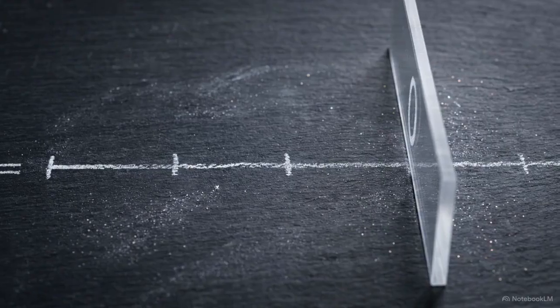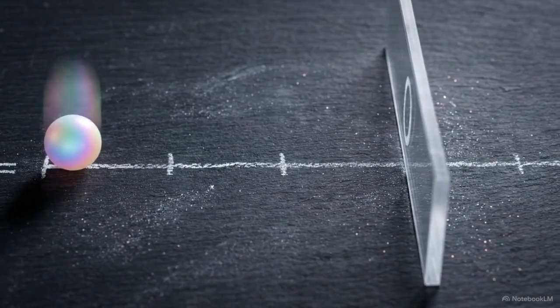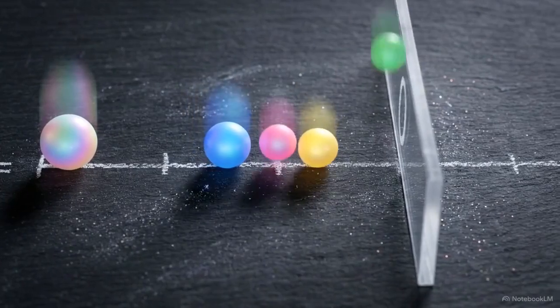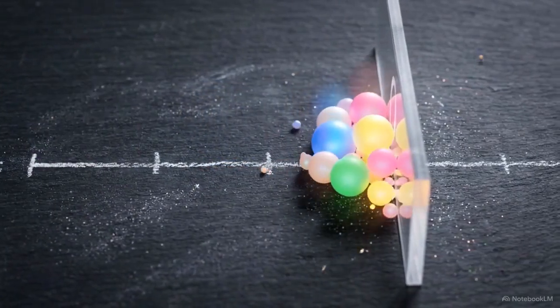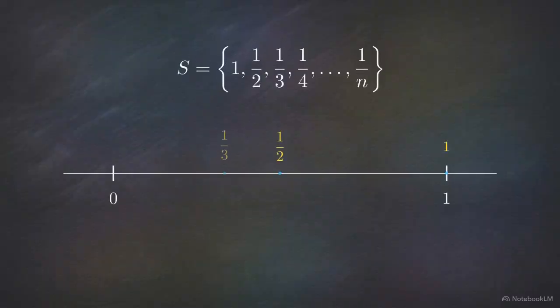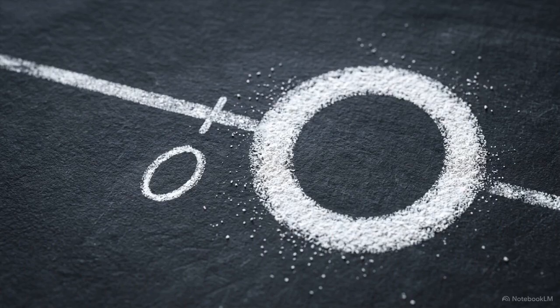As the denominator n increases, the resulting fractional values 1, 1/2, 1/3, and beyond move progressively closer and closer together in space. On the number line, these points compress as they travel left, crowding together as they approach 0. While the sequence points get arbitrarily close to 0, 0 itself is not a member of this set.